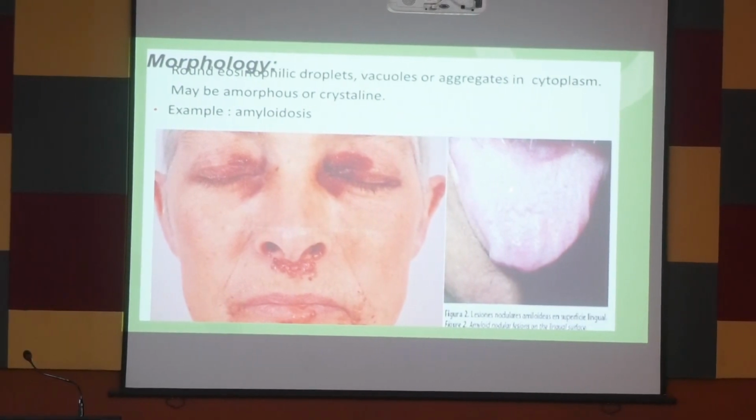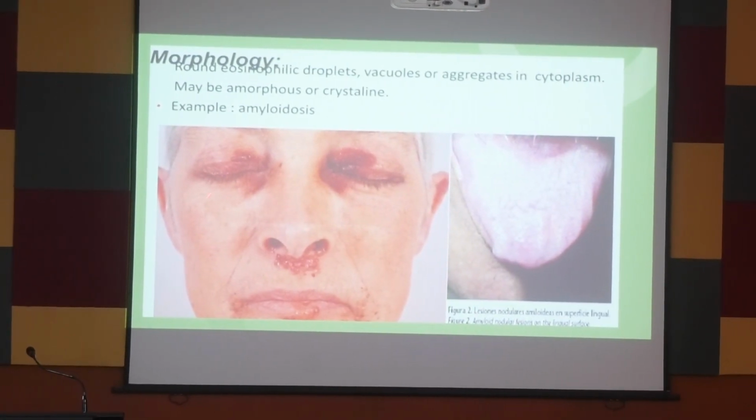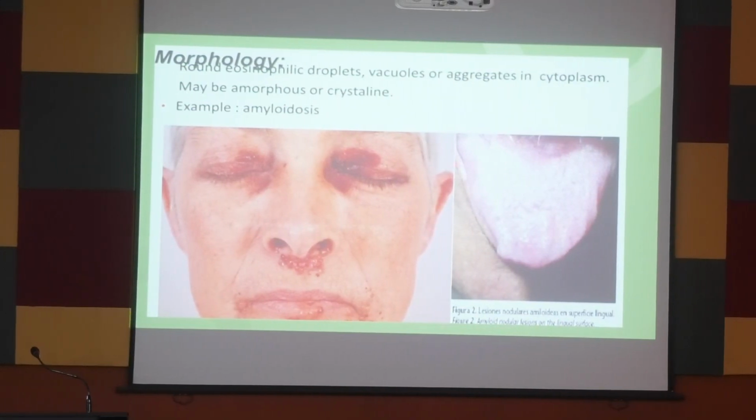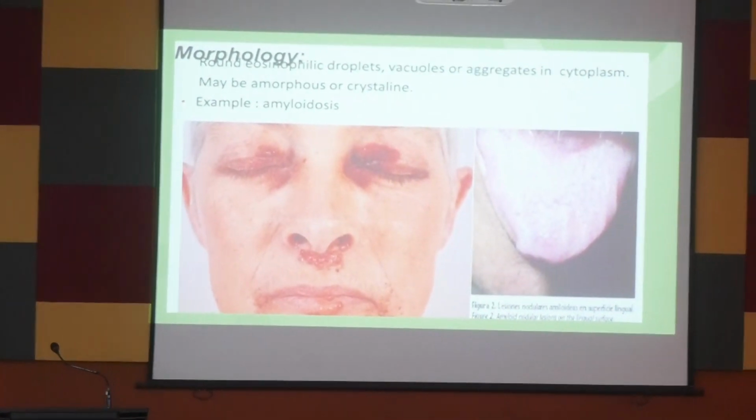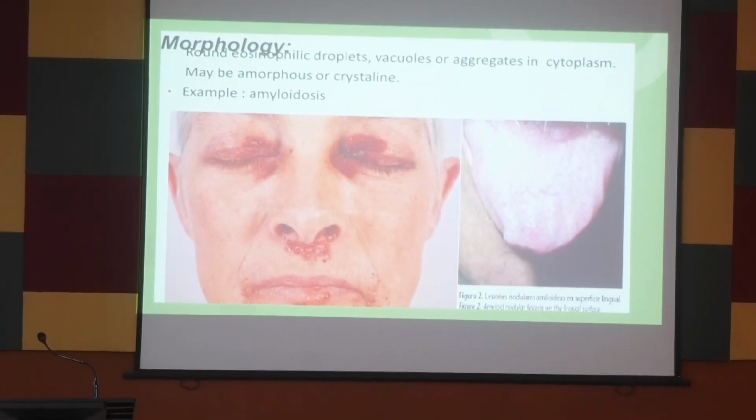Okay, tongue and subcutaneous tissue. This is also an example of abnormal protein accumulation in skin and subcutaneous tissue and mucous membrane. Okay, round eosinophilic droplets, vacuoles or aggregates in cytoplasm may be amorphous or crystalline. An example is amyloidosis. So there are many diseases. You need to just know the examples and the defects, whether the protein folding defect, whether the ER stress defect, whether the transport of the protein defect, whether any enzyme defect. Okay, so this is an example of intracellular protein accumulation or accumulation of abnormal protein, namely amyloidosis.